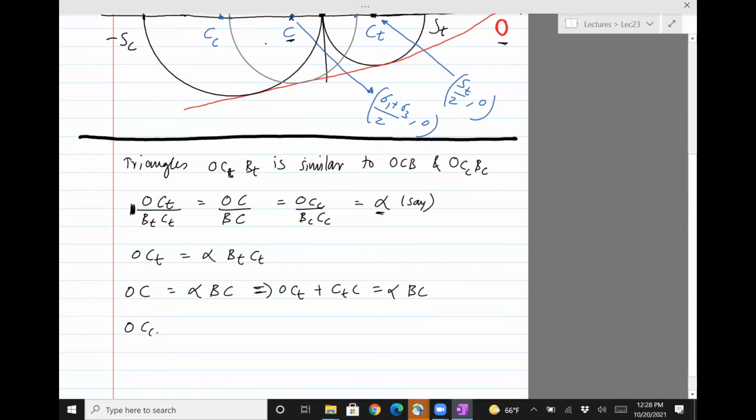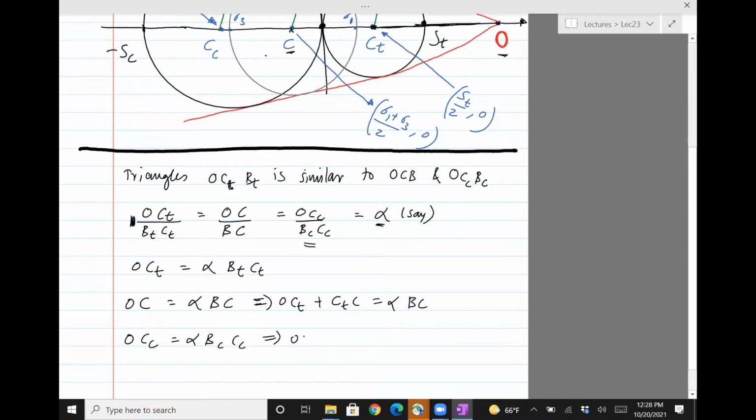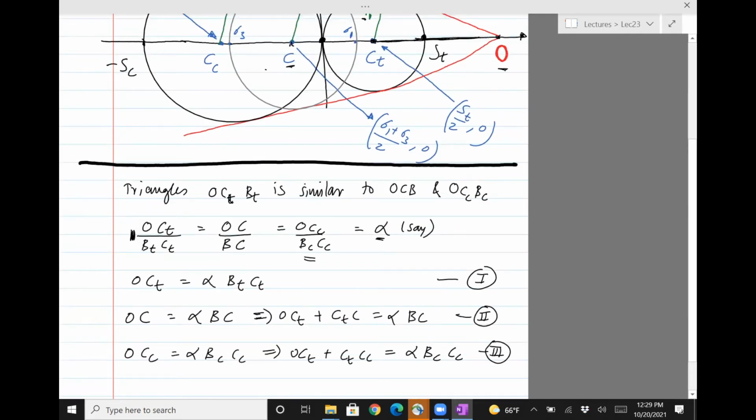Then OCC, which is the third part of this equation, is alpha times BCCC, and then I can break down OCC as OCT plus CTCC equals alpha BCCC. Okay, so let's just call that 1, call that 2, call that 3. What I don't want is OCT, because I don't know the location of point O, so I really don't want that to show up in my equation.